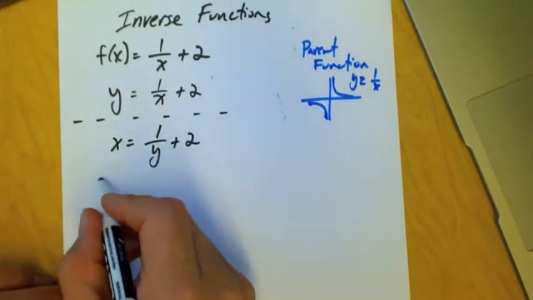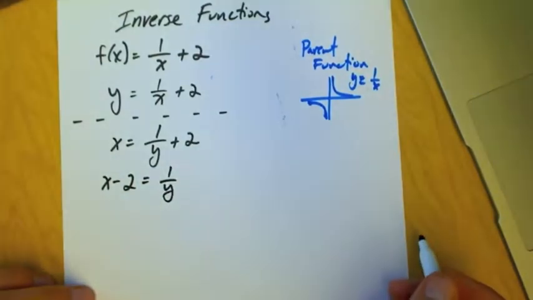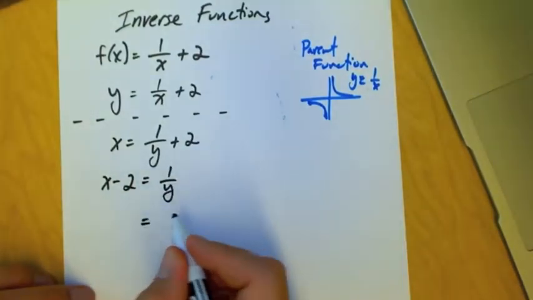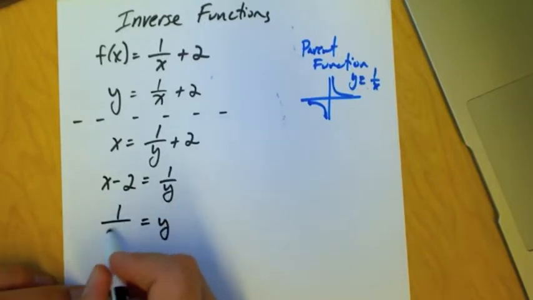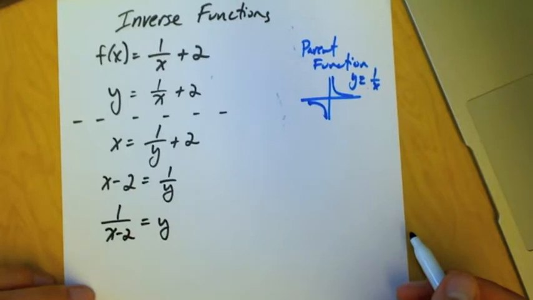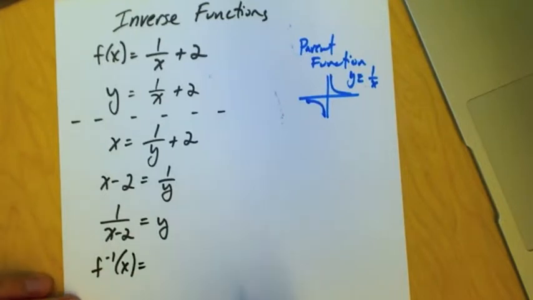Solving for y, we subtract 2. And now a simple way to get y by itself is to take the reciprocal of both sides. And here we are with the value of y. Just to finish it out, a lot of times at this stage you'll write it using f inverse notation, or f of x notation. And here's our inverse function.